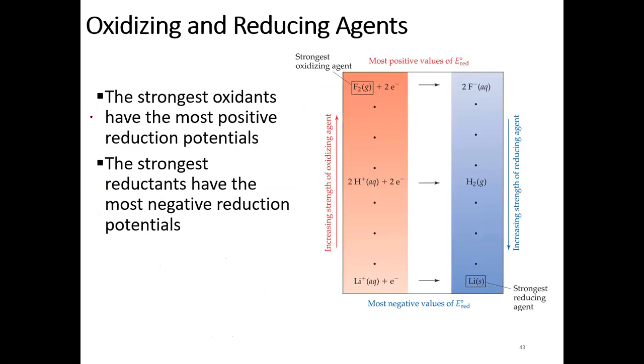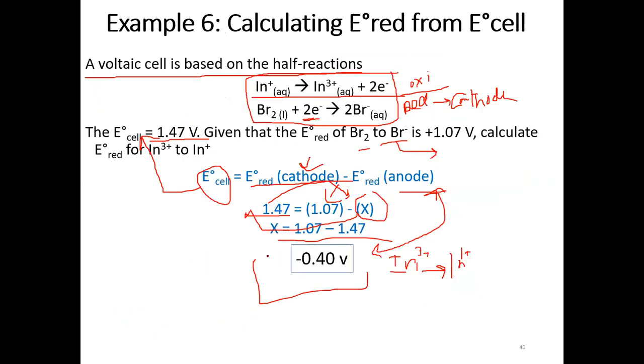So this is what we are trying to show: oxidizing and reducing agents. What is the strongest oxidizing agent? What is going to be the strongest reducing agent? Let's say the strongest oxidants have the most positive reduction potential, and the strongest reductants have the most negative reduction potential. The strongest oxidants have the most positive reduction potential. So the positive is when you go up in the table. That's what I showed you, right?